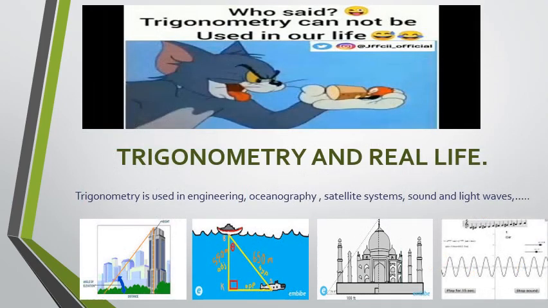Before, we have said that trigonometry cannot be used in our life. But today we know that trigonometry is found in our real life. It is used in engineering, oceanography, satellite systems, sound and light waves. You can see the figures here, how they are using trigonometry, and by using the angle, the heights, and the measure of the sides, they can calculate a lot of things using trigonometric relations.